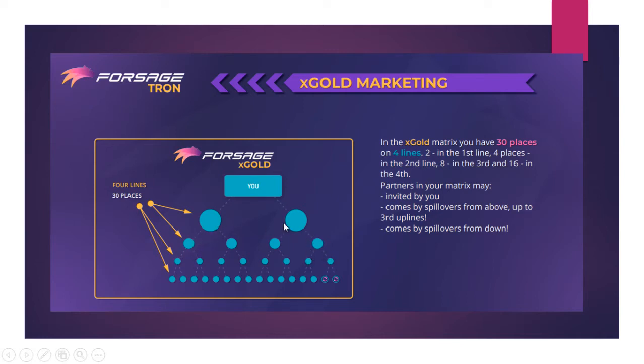There are 4 lines with 30 places, or 30 entries, and the filling of these 30 entries, almost 95% of it is not done by you. So here we experience a massive spillover effect. You can imagine getting spillover not just from your direct upline. You're going to get spillover from your first generation upline, second generation upline, and third generation upline.